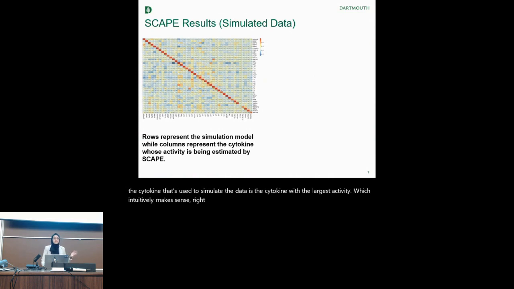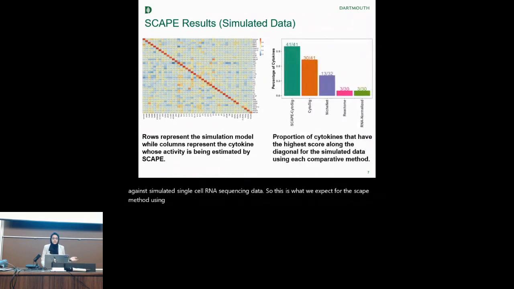So the cells that are being stimulated should have a higher activity for that cytokine. And that is what we expect when using the SCAPE method. And this is, again, simulated single-cell RNA sequencing data. So this is what we expect for the SCAPE method using the CytoSig trained gene sets.